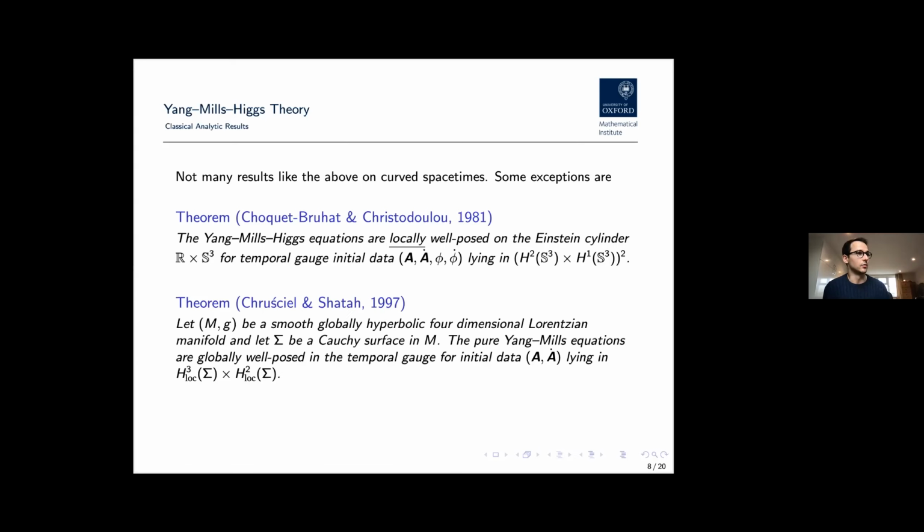Another notable result is a result by Chruściel and Shatah, which says that for pure Yang-Mills equations, if you have initial data for the potential in H3 cross H2, then you have a global solution in the temporal gauge. This argument is somehow a reproduction of Eardley and Moncrief's L-infinity estimates on curved space. There are various difficulties that are introduced in curved spacetime. As you can see, there is a loss of one derivative occurring in curved spacetimes that I'll say a bit about in a second.